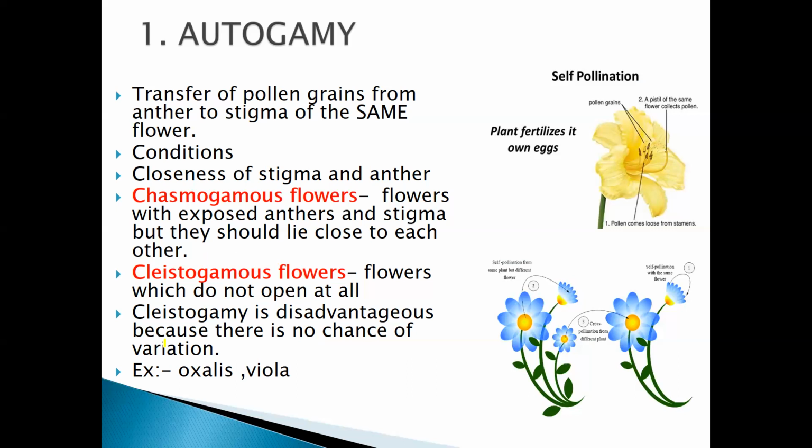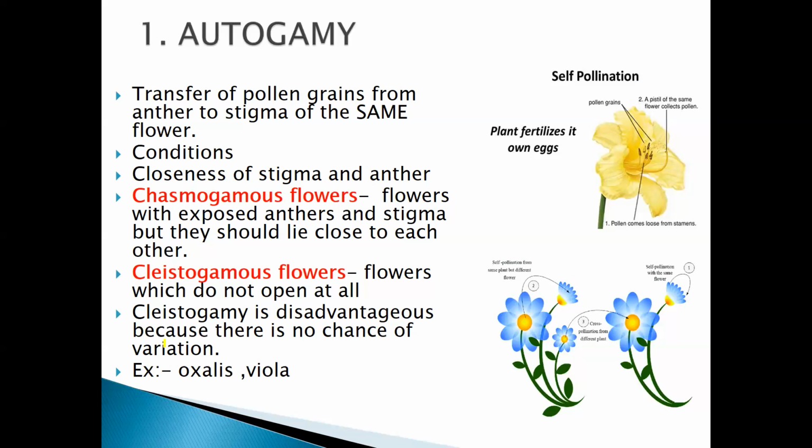Clear? Even if it is asked for 2 marks, you need to remember: for a Chasmogamous flower, you need to give one definition and one example. Whereas in the Cleistogamous flowers also you have to do the same. You need to give one definition and the example.